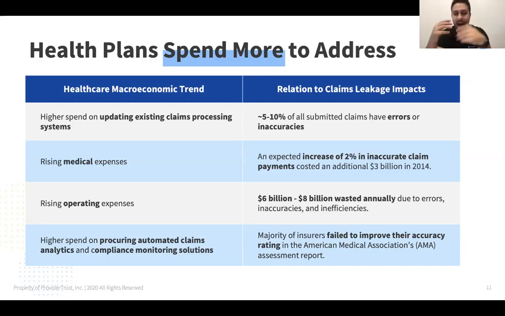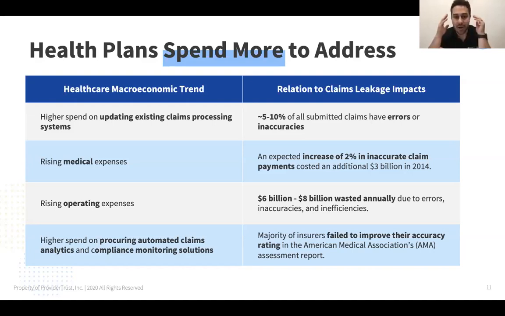Certainly I'm constantly saying the same thing, which is how much is wasted from a dollar's perspective annually on claims inaccuracies. But the last one I'll draw your attention to is that the majority of insurers failed to improve the accuracy rating in the AMA's assessment report, right? So as it relates to claims leakage and making sure we have good, clean claims data, we're seeing an increased spend from health plans, but are we necessarily seeing the results? And certainly those results vary on a case-by-case basis.